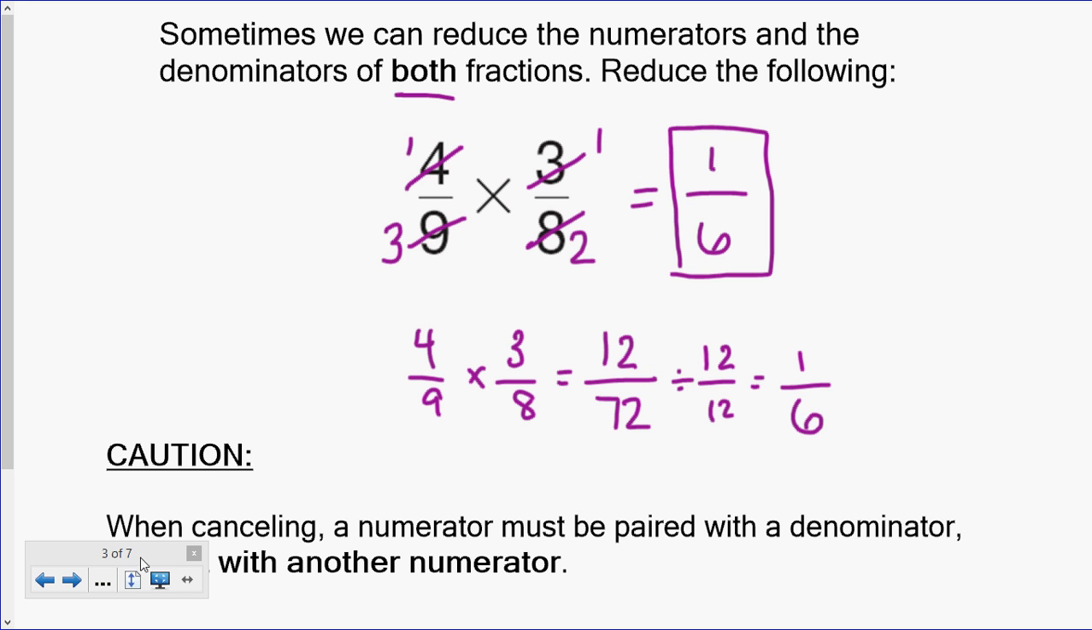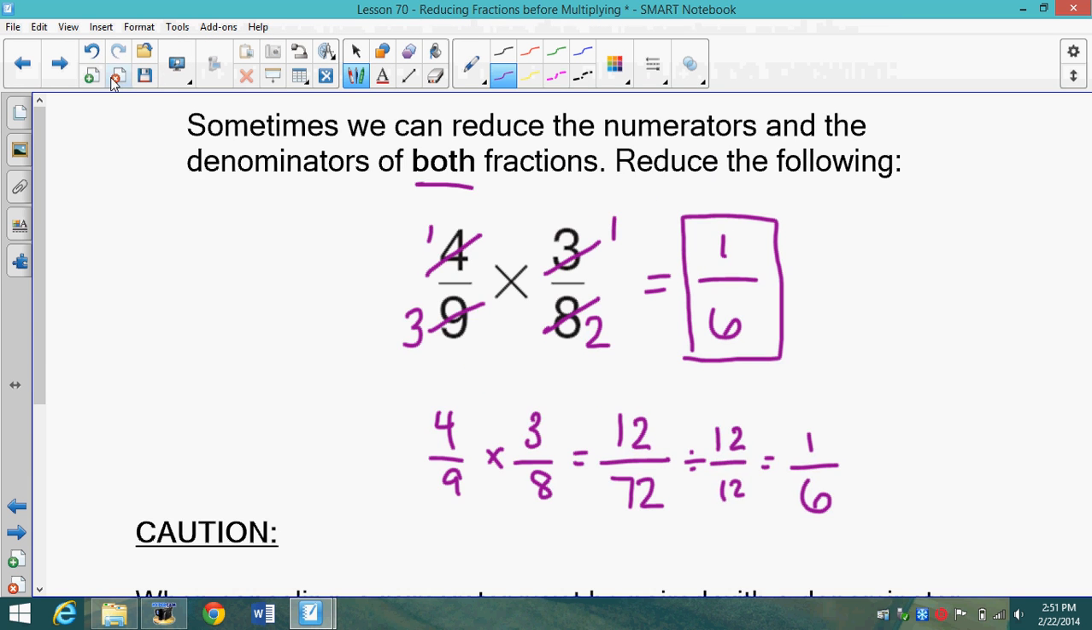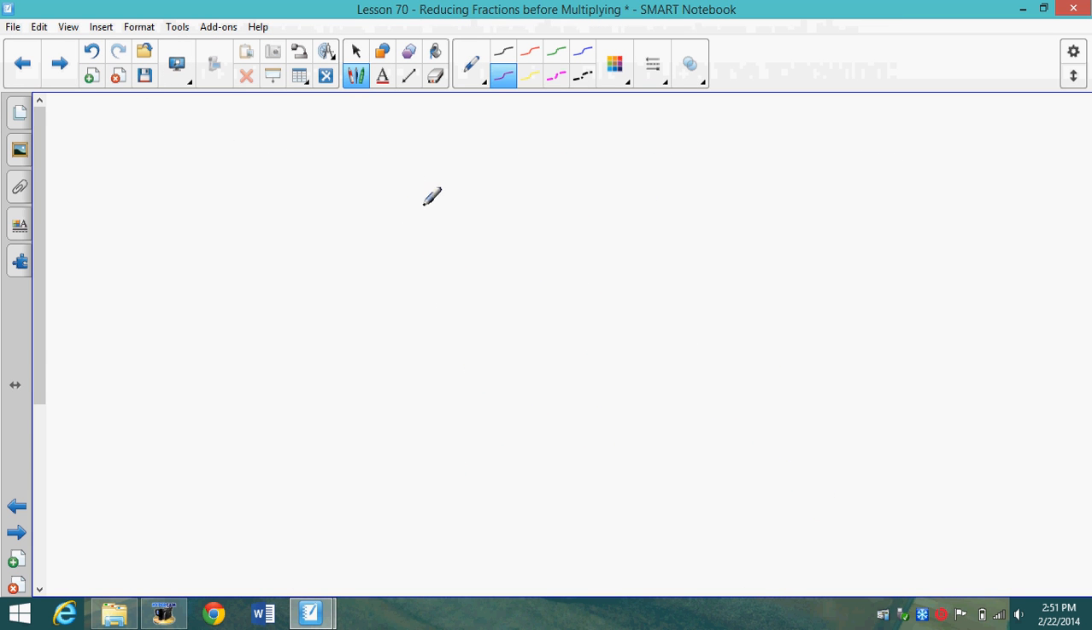Now it says down here, caution, when canceling, a numerator must be paired with a denominator, not with another numerator. So I'll give you a quick example of that. Let me get another page. Okay, so if we have something like 4/7 times 4/9, you can't cancel these 4's.